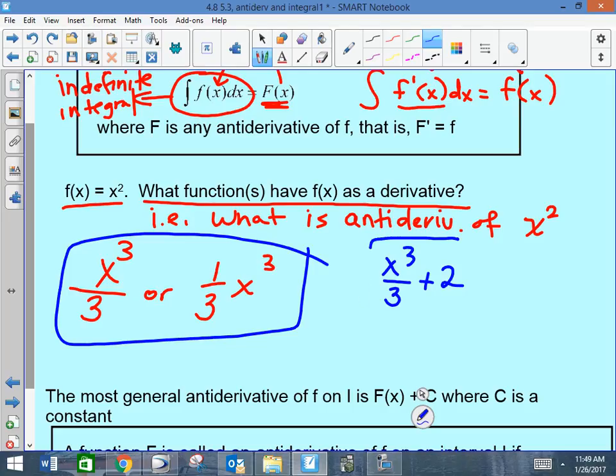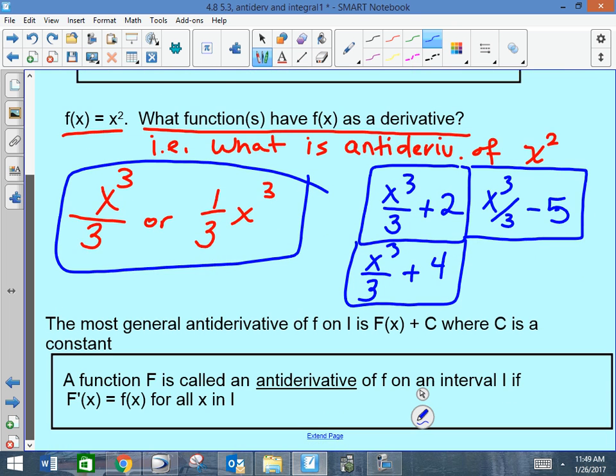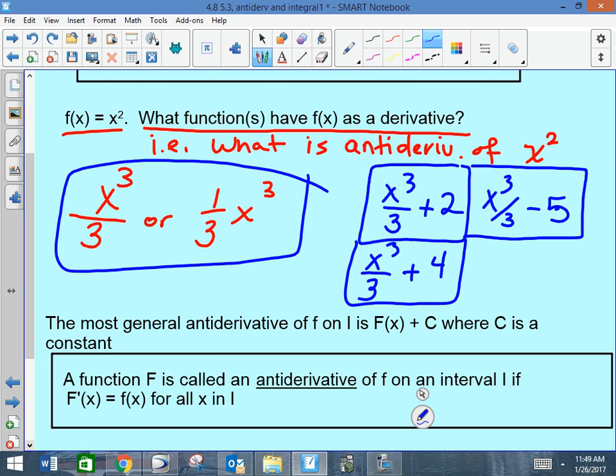These are all antiderivatives. X cubed over 3. Okay? Give me another one, Kaylin. X cubed over 3. All right. Okay? So we can all come up with a different one, right? As long as those are constants. Okay. So good job. Love that you used the good language.